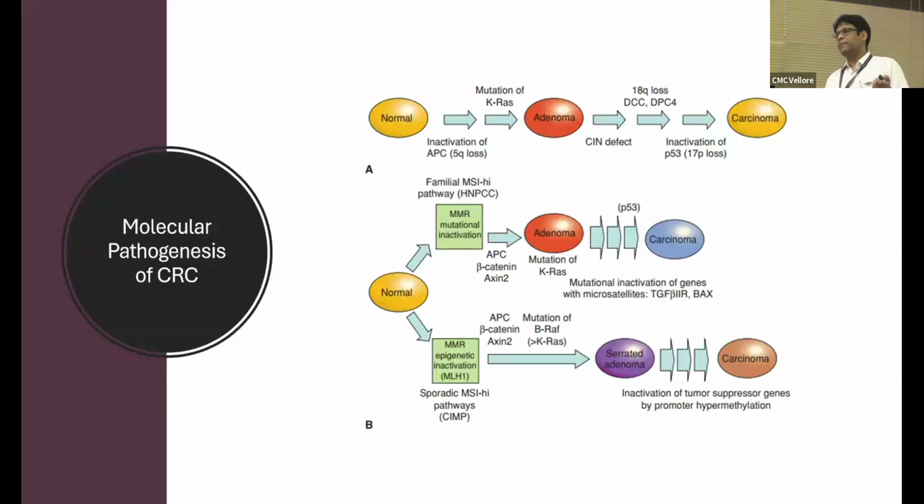So that's one mechanism. There's another important mechanism which is called the MMR pathway, that is, mismatch repair defects. Okay, so what is mismatch repair? If you go back to early biochemistry, when you look at DNA replication, there are errors in DNA replication. So do you know any of the repair mechanisms? One of them is mismatch repair.